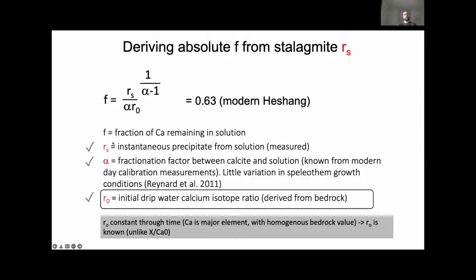And as a result, we're able to plug those different values, RS, alpha, R0, into that equation. We derive F for the modern. So in the modern, that value is 0.63, i.e. we're precipitating on average 37% of the calcium. And we're able to use speleothem measurements going back in time to reconstruct F in the past.